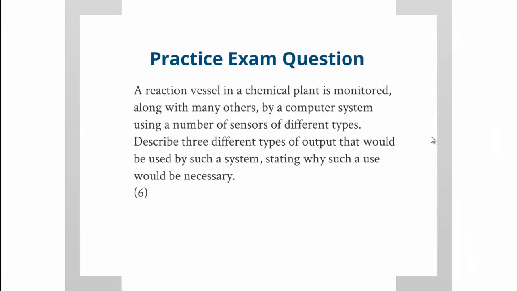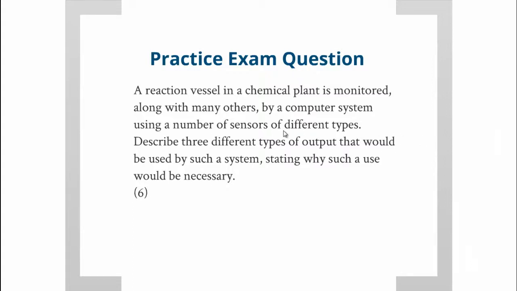Right, let's look at this exam question. Have a go at this. Pause this after I've gone through the description for you. A reaction vessel in a chemical plant is monitored along with many others by a computer system using a number of sensors of different types. Describe 3 different types of output that would be used by such a system, stating why such a use would be necessary. So different types of output, and there's 3 types.